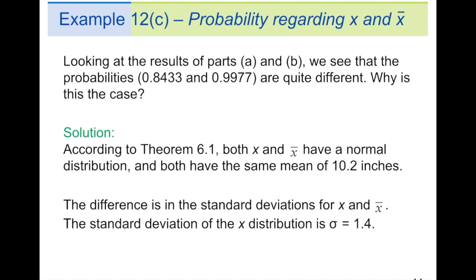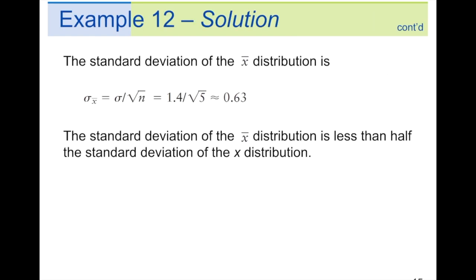Looking at the results of parts A and B, we see that the probabilities 0.8433 and 0.9977 are quite different. Why is this the case? According to Theorem 6.1, both x and x bar have a normal distribution, and both have the same mean of 10.2 inches. The difference is in the standard deviations for x and x bar. The standard deviation of the x distribution is 1.4. The standard deviation of the x bar distribution is 1.4 divided by the square root of 5, which gives us about 0.63. The standard deviation of the x bar distribution is less than half the standard deviation of the x distribution.